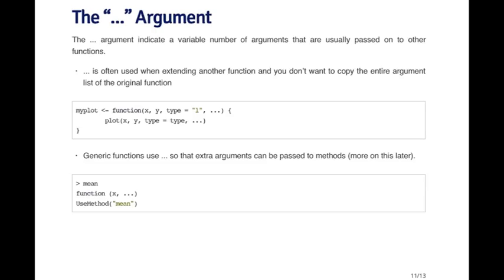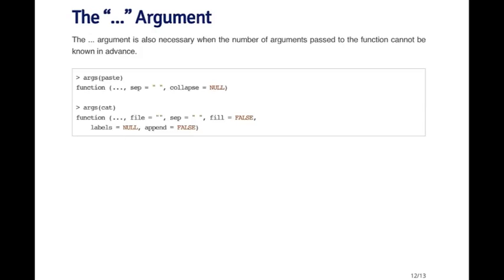There's another use of the ... argument, and it's for what are called generic functions, so that extra arguments can be passed in methods. So we'll talk a lot more about this later when we talk about object-oriented programming. But the basic idea is that in R, there can be special functions called generic functions, which don't do anything, but what they do is they dispatch methods for different types of data. And so the ... is used very heavily in this type of setup.